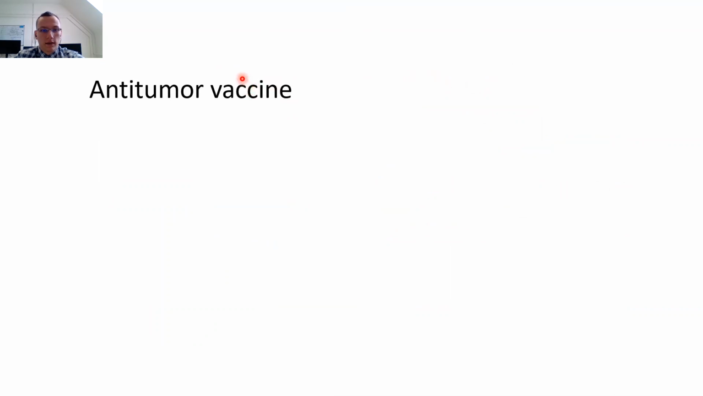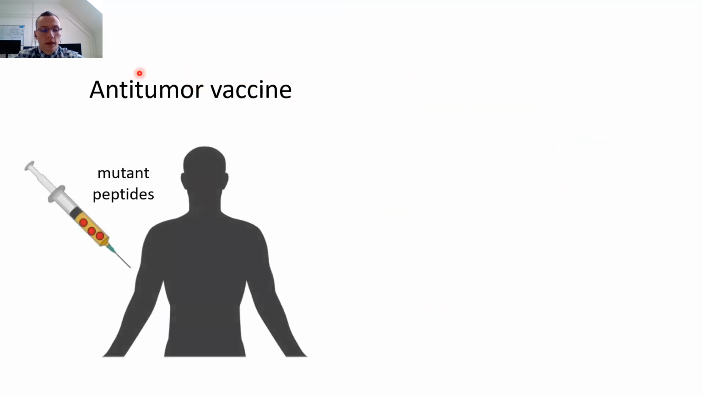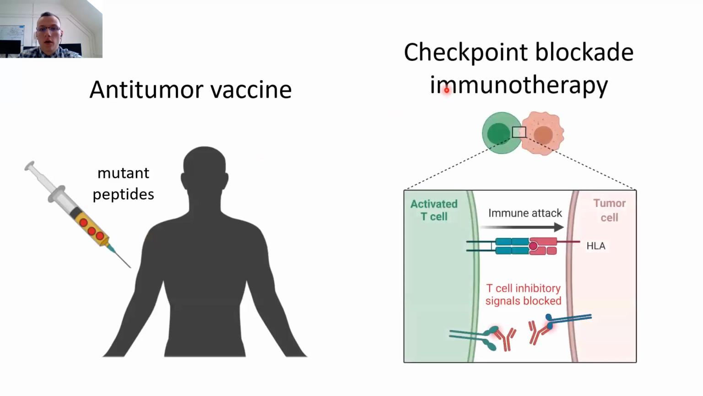We can utilize this mechanism in many ways. It opened the way for many new therapies called immune therapies. One such therapy is anti-tumor vaccines. In this case, we collect mutant peptides and inject them into the patient. After this, these mutant peptides will boost the patient's immune system and it will be able to destroy the tumor cells more effectively. And another therapy is called checkpoint blockade immunotherapy.